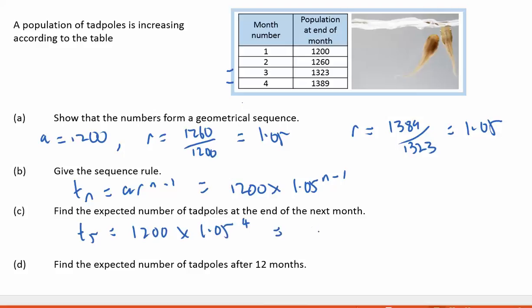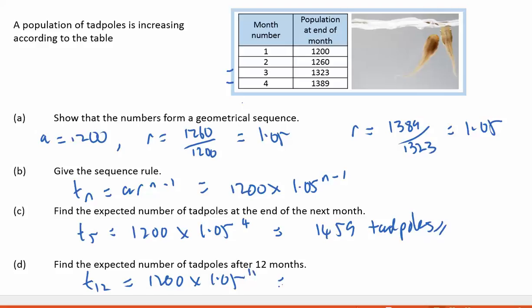And when we do that, 1459 tadpoles. Number of tadpoles after 12 months in a similar way. 12 take 1 is 11, and I get 2,052 tadpoles.